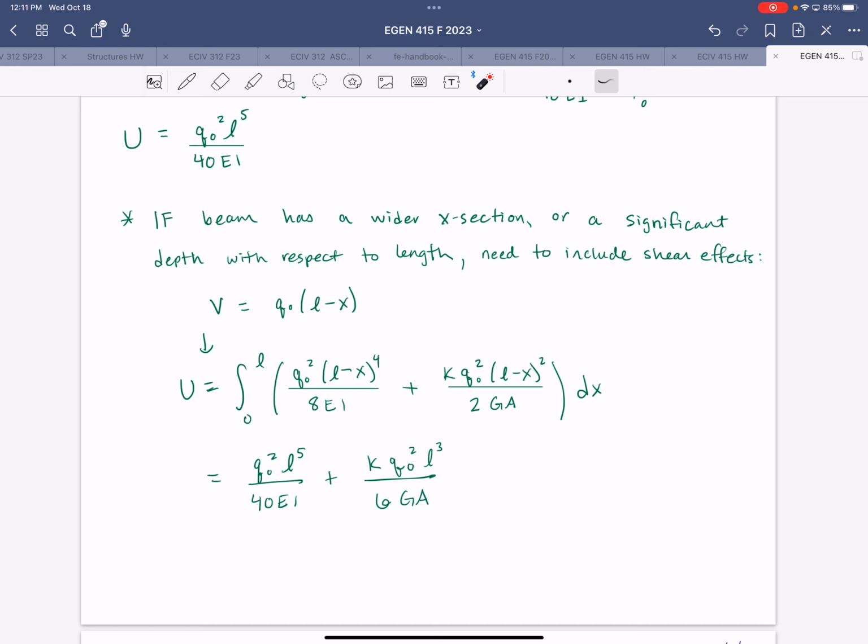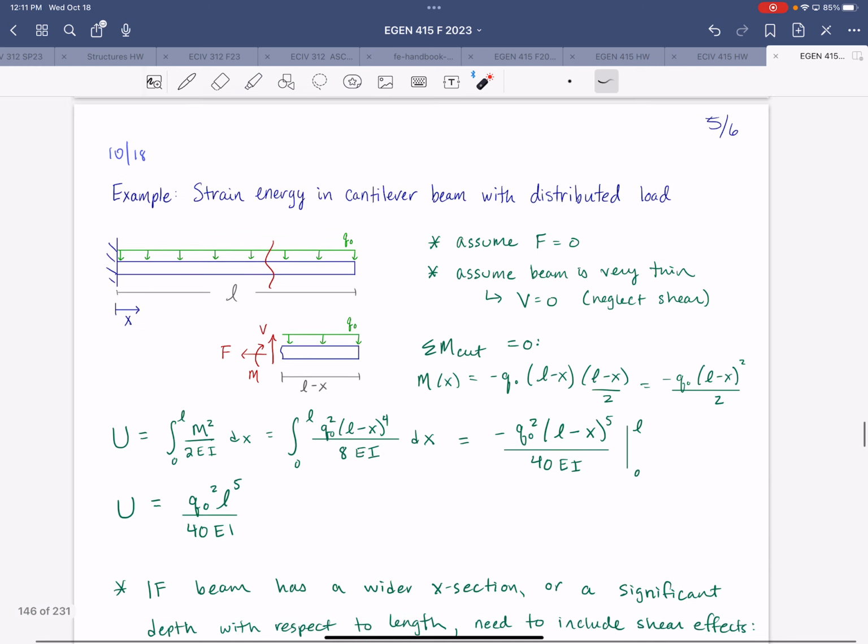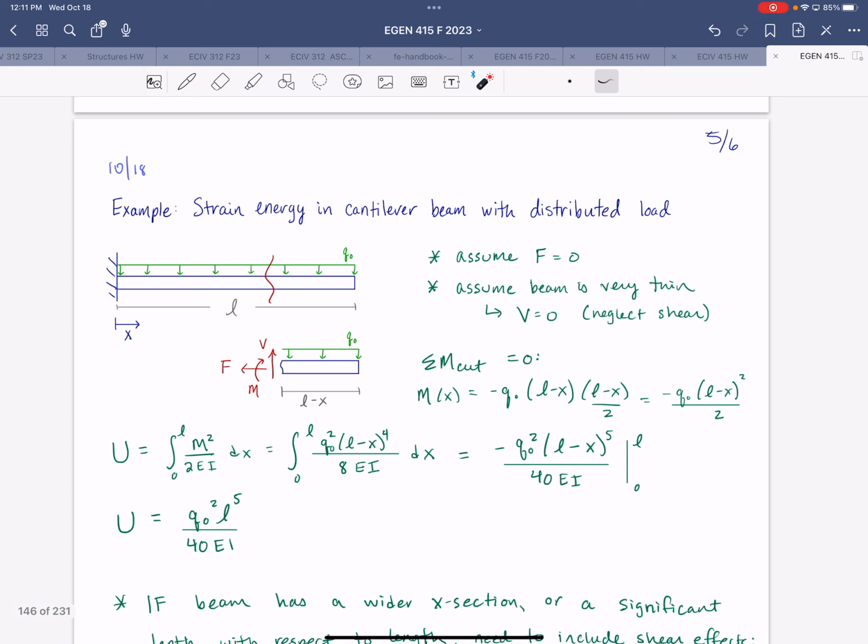Are there any beams that we would actually deal with where we could ignore the shear, or is that just to help us develop this equation? So yeah, for beams that are really long and slender, the shear contribution to strain energy will be essentially negligible. And that's what you'll see when you go through the homework assignment.